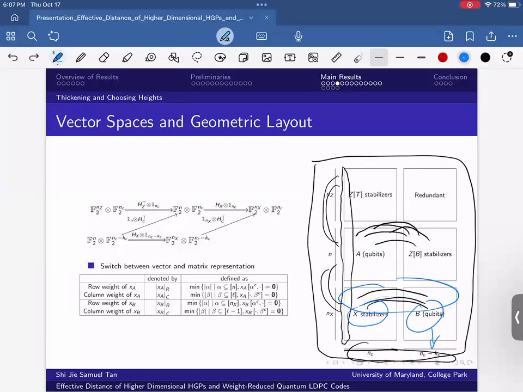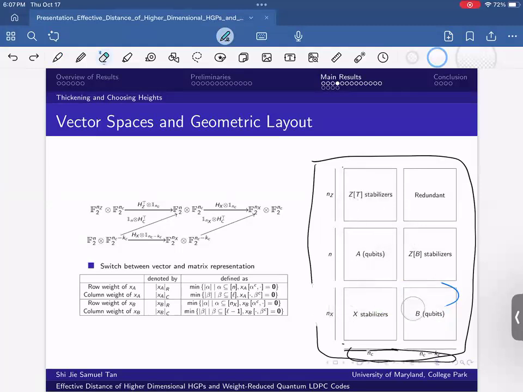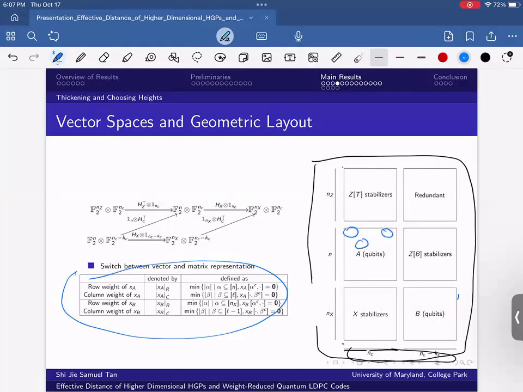So as you can see, there is a lot of structure in the tensor product structure, which is important for why we have this notion of row weights and column weights. If you have some operator that acts on some subset of qubits, let's say it acts on this qubit, this qubit, this qubit, and so on, and all of these are X, so we have some X operator that acts on these qubits.